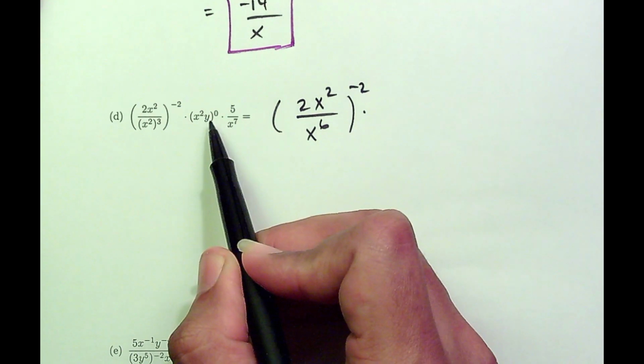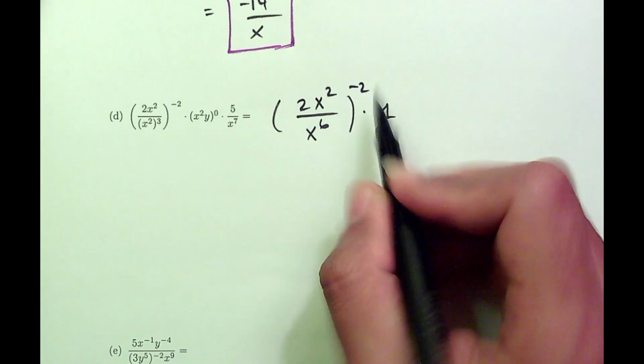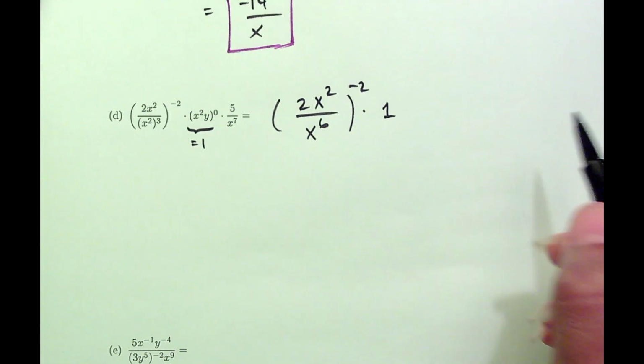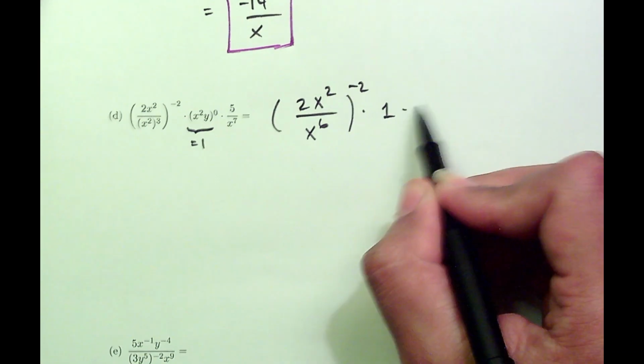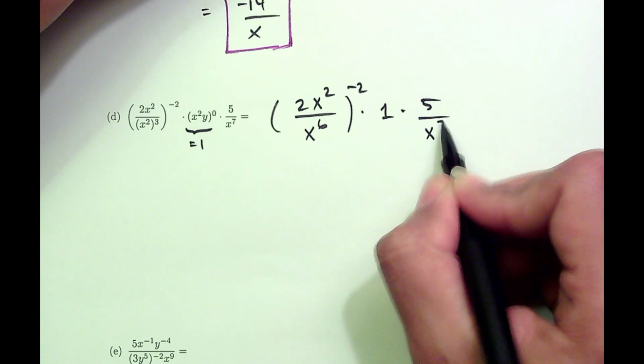Now, all of this is raised to 0. Anything to the 0 is 1. So you can say this whole thing is actually 1. So times 1, and then times 5 over x to the 7.